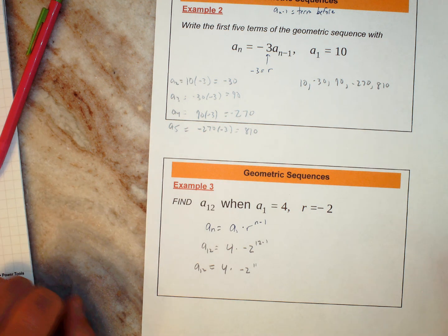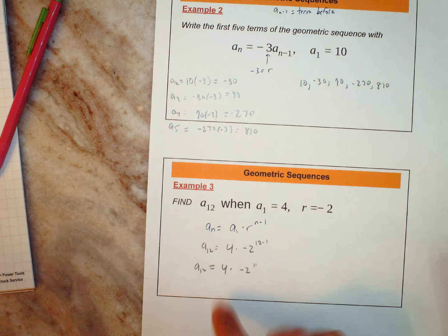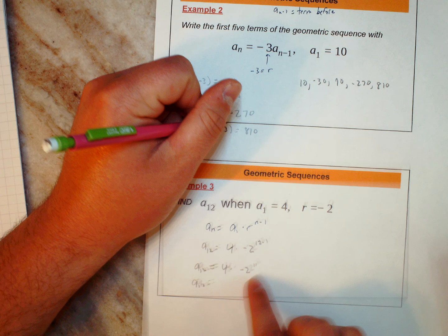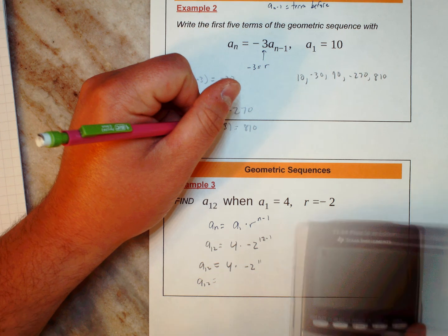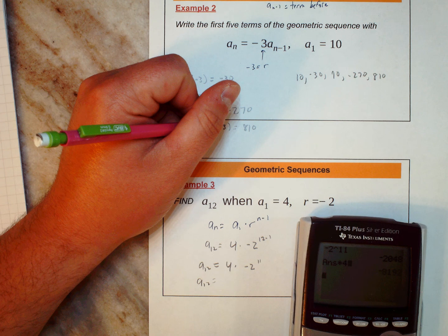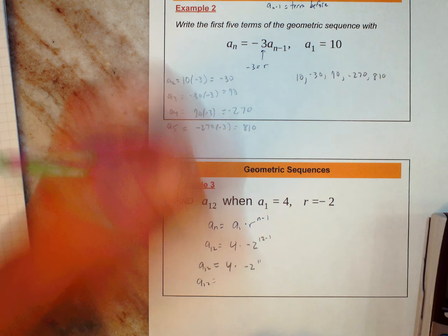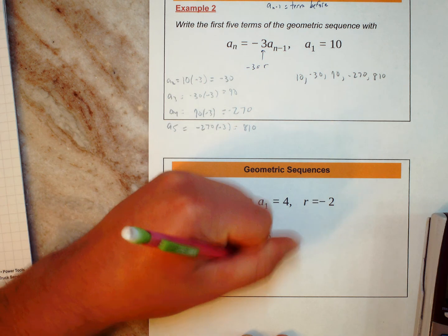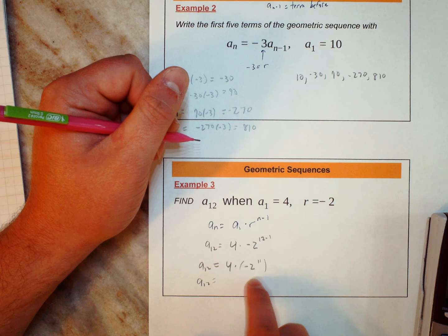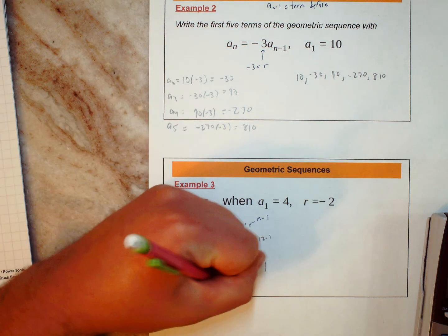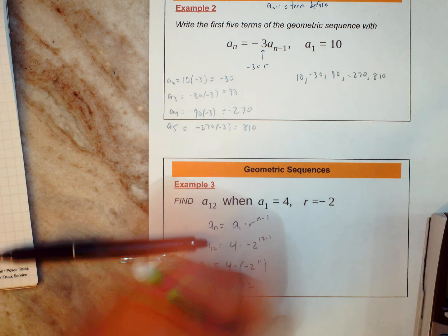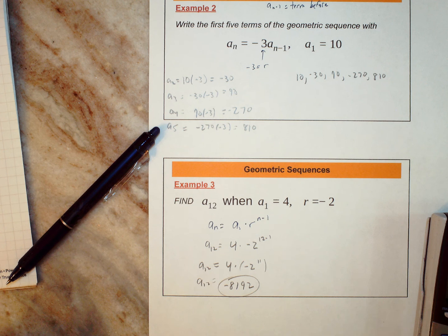Now, a common mistake: this is not negative 8 to the 11th. You have to do in your calculator negative 2 to the 11th times 4, and that gives you the answer. Do this part first. You can't do 4 times negative 2 first. You've got to do the exponent first. So the answer is negative 8,192. And that is example 3.